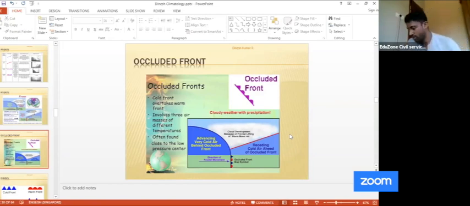So stages. First stage, you can mention stationary front stage. Second stage, incipient stage or nascent stage. Third, mature stage. Fourth, occlusion or dissipation stage.